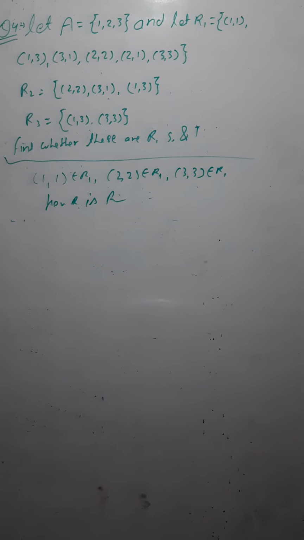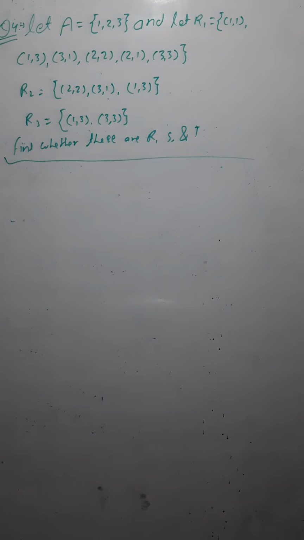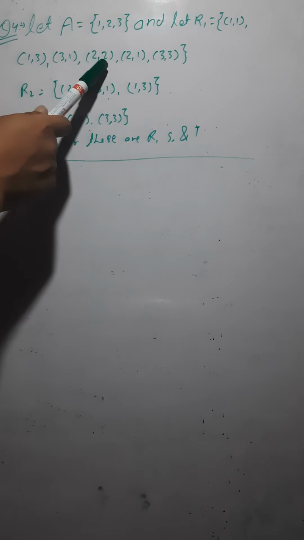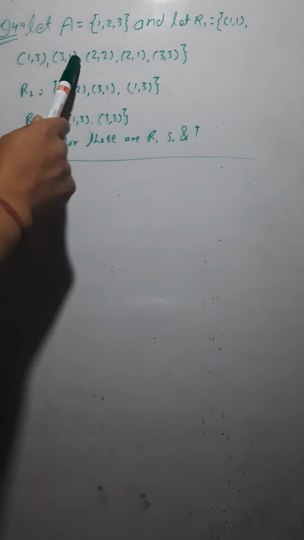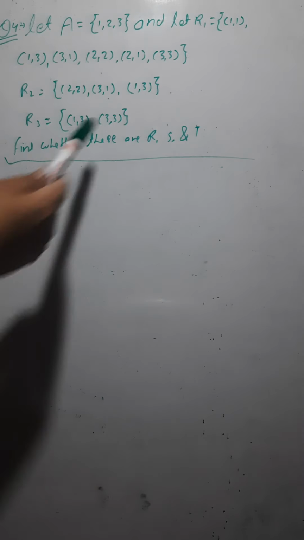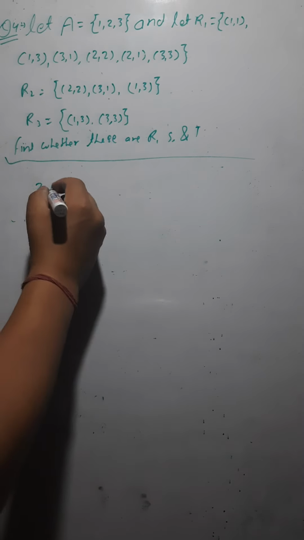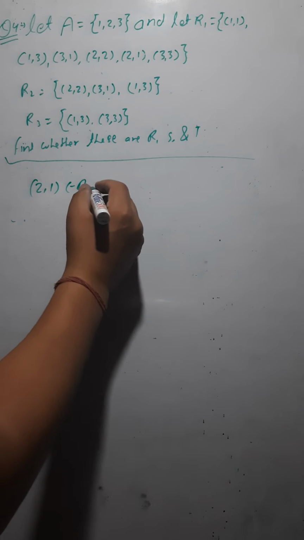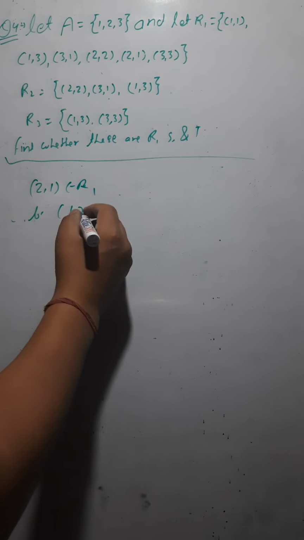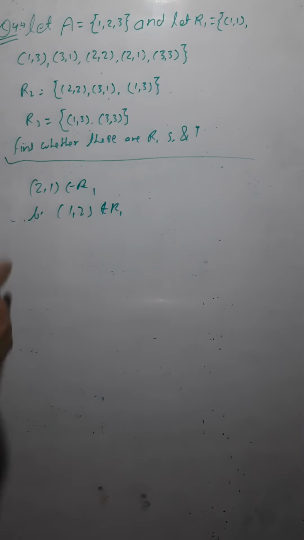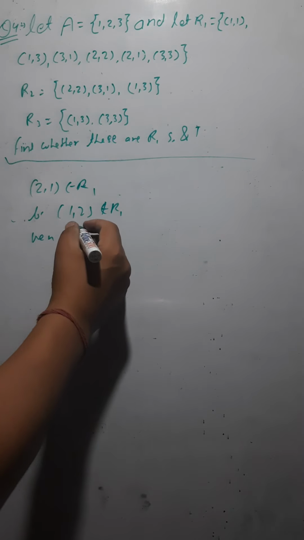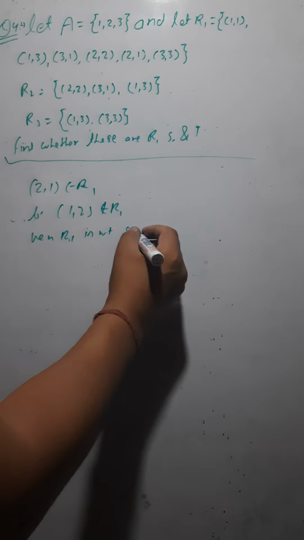Now we would check whether this is symmetric or not. Symmetric means the reverse of any ordered pair should be there. Like you see 1 1, the reverse is there, 1 3, 3 1 is also there, 2 2, yes, okay, 2 1, but 1 2 is not there. So you can see 2 1 belongs to the relation R1, but 1 2 does not belong to the relation R1. Hence R1 is not symmetric, isn't it?